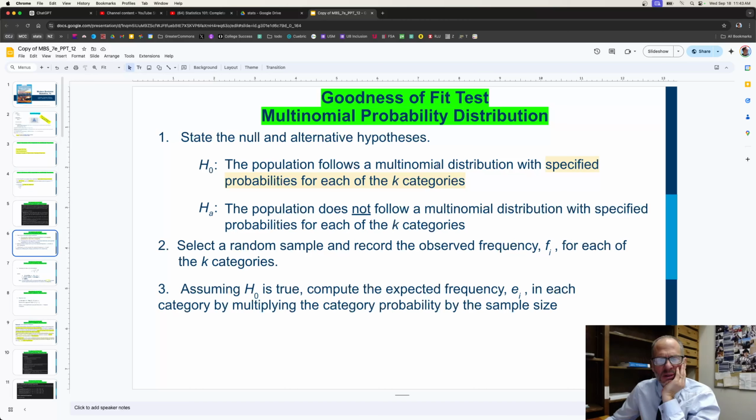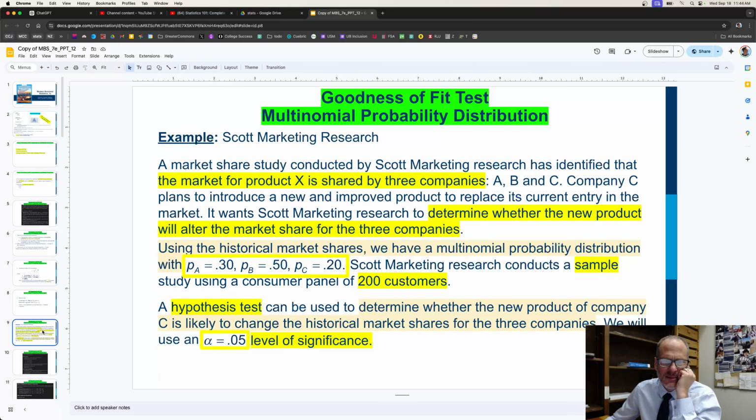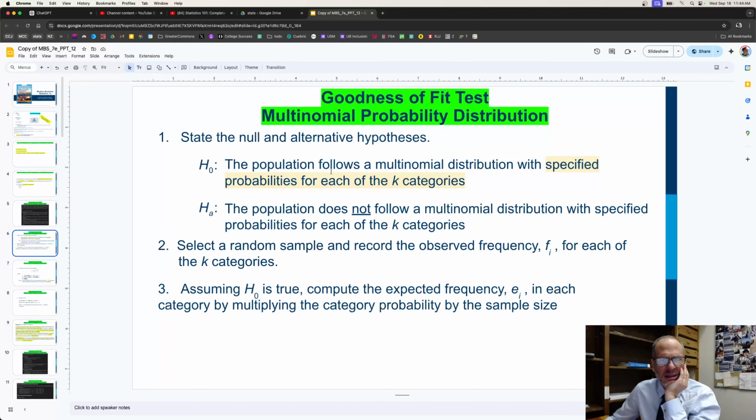So the population follows a multinomial distribution with specified probabilities for each of the K categories. So that would be the null hypothesis. The alternative: the population does not follow a multinomial distribution with specified probabilities for each of the K categories. So if you look at our little example, here are the probabilities for different categories, product A, product B, product C, and the market share that each of these own. And so that is like, hey, these are all gonna stay constant maybe, just speculating, hypothesizing, thinking about this. So the population has specified probabilities for each category. And then, the population doesn't follow a multinomial distribution with specified probabilities for each category.